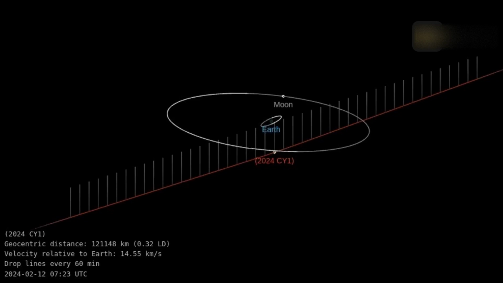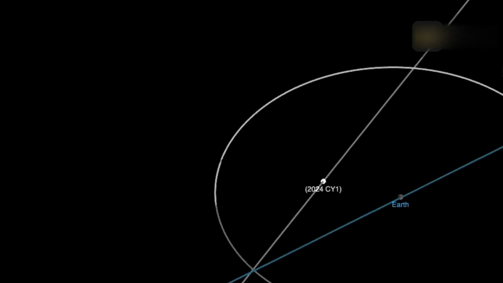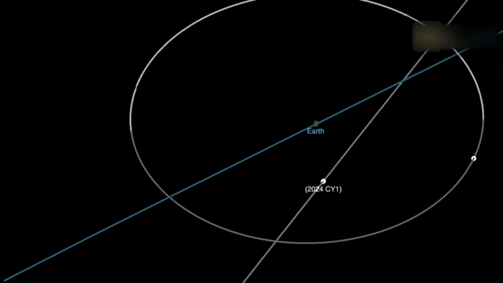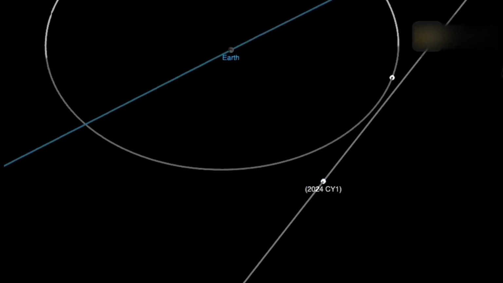A newly discovered asteroid snuck safely between the Earth and Moon during a very close encounter this week. The small car-sized space rock, dubbed 2024 CY1, passed by at nearly a third of the distance between the Earth and the Moon, also known as one lunar distance. The asteroid 2024 CY1 was just recently discovered on February 9th, only 3 days before its close approach.